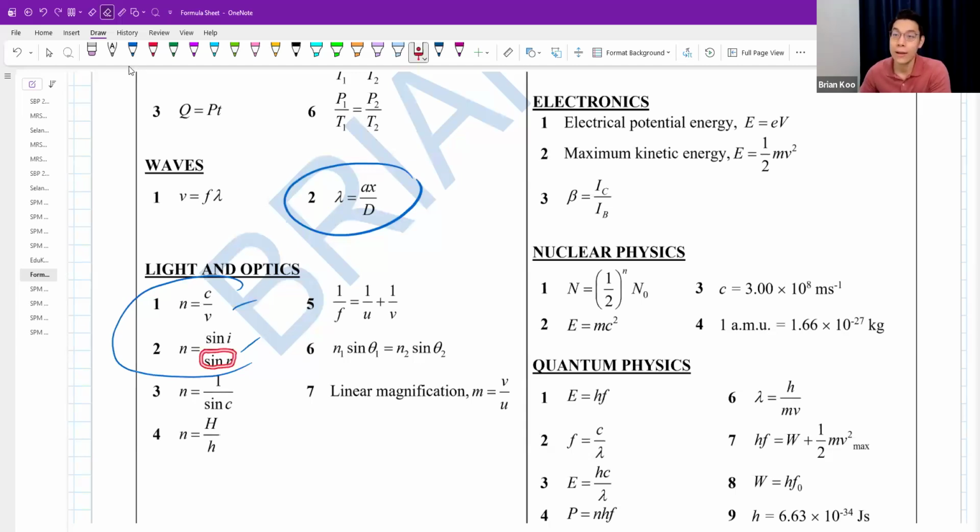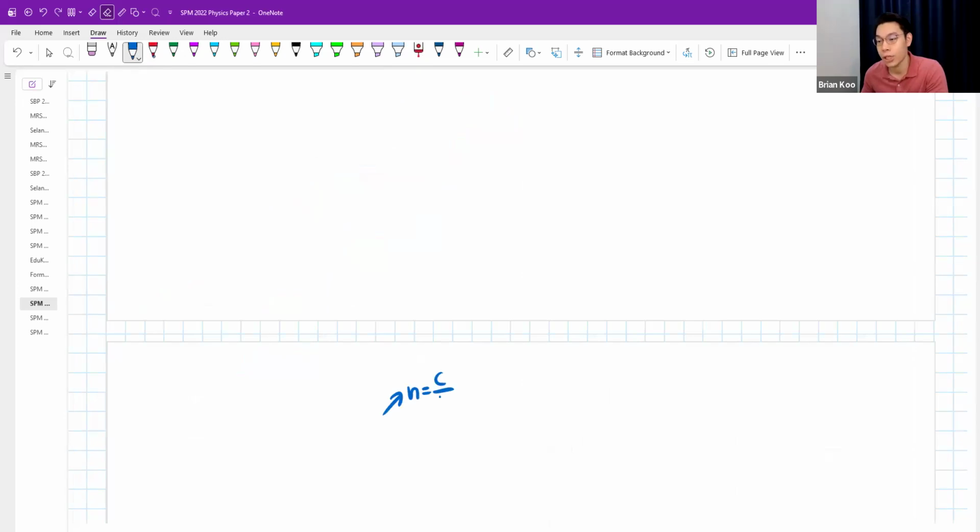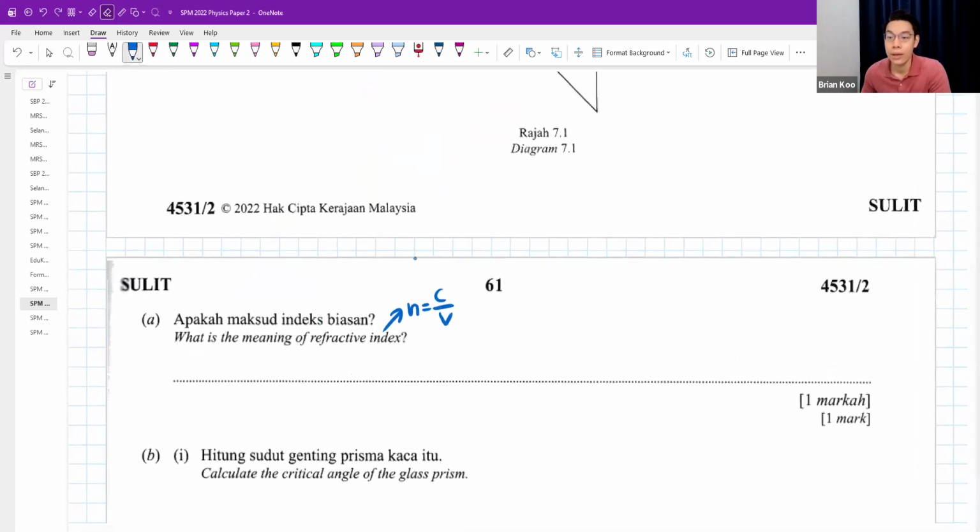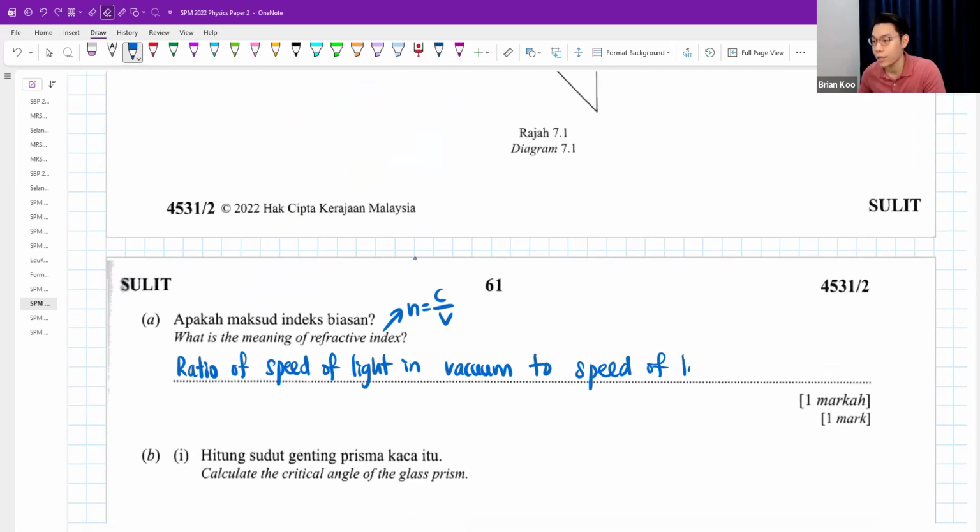But I'm just going to write one now. Usually I'll write this one. Ratio of speed of light in vacuum to speed of light in a medium. Another one that you can go ahead and say is sine I over sine R. Usually these two are accepted.